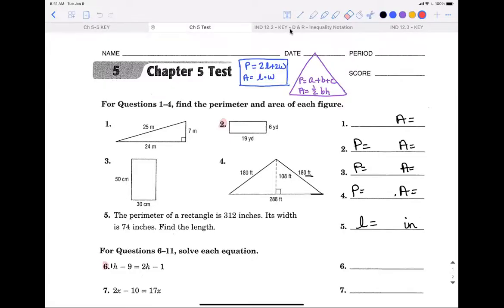All right, so go ahead, pull up the chapter 5 test. We're going to work these together. They will count as part of your test score, but if you do them with me, you're going to get them right. And then you'll also have examples of what to do for the rest of the test.